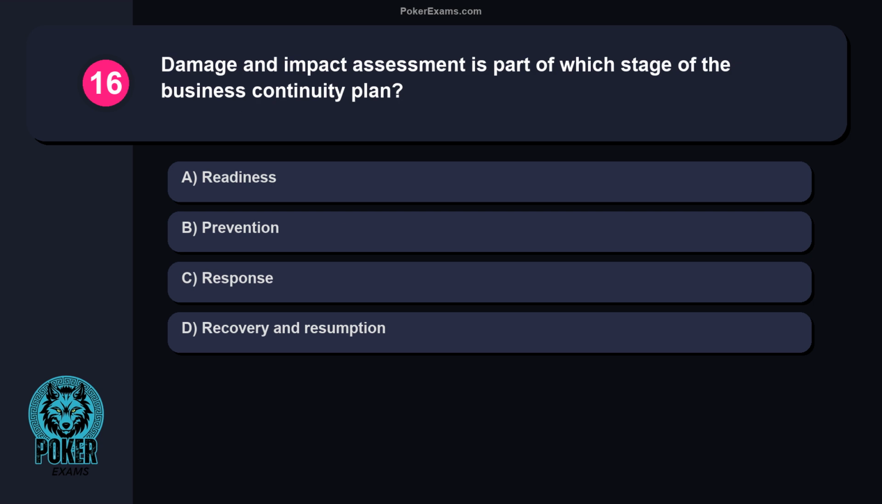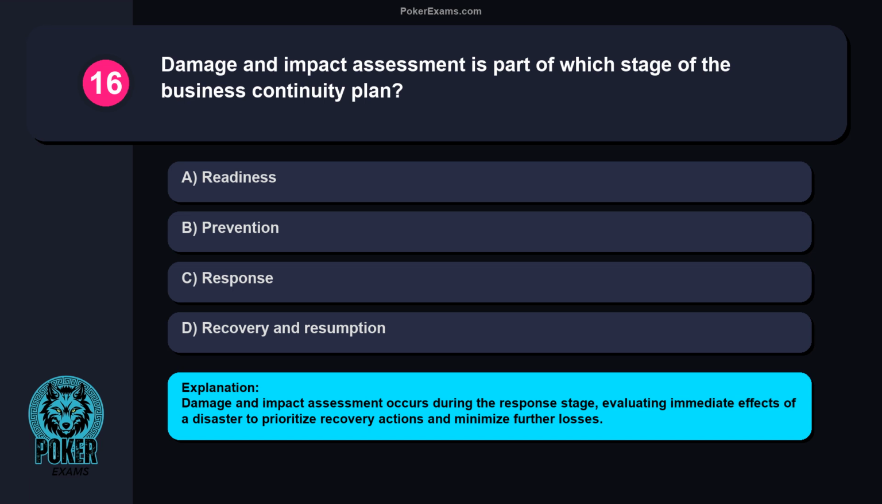Question 16. Damage and impact assessment is part of which stage of the business continuity plan? Readiness, prevention, response, recovery and resumption. Damage and impact assessment occurs during the response stage, evaluating immediate effects of a disaster to prioritize recovery actions and minimize further losses.